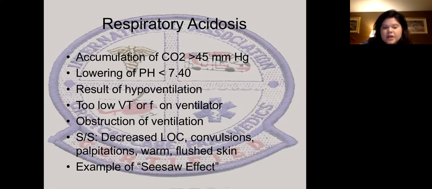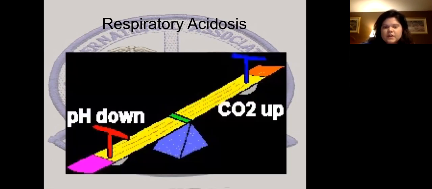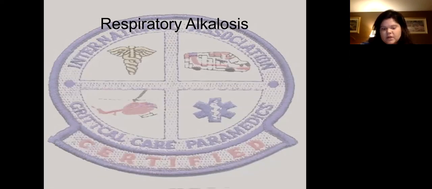So we always want to make sure if the patient's on a ventilator, do they have the adequate tidal volume, which the formula again for that is 6 to 10 cc's per kilogram or mils per kilogram. We have to make sure they have adequate chest rise and fall. If they're not getting the correct amount of volume, we need to fix that. And then we're only going to change our rate once the tidal volume is set. And then here's the seesaw effect. The pH goes down, CO2 goes up.